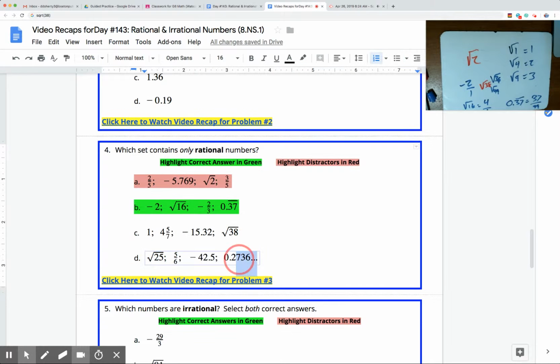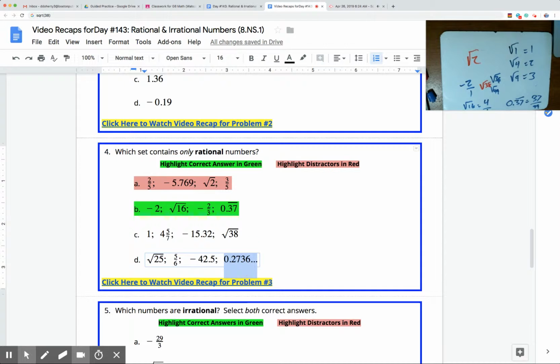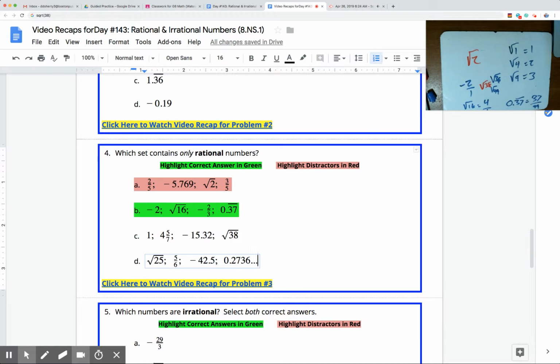And for D, we see this non-repeating, non-terminating decimal. This is an irrational number, so those are how I end up knowing that these 3 numbers tell me why A, C, and D end up being the incorrect answers here.